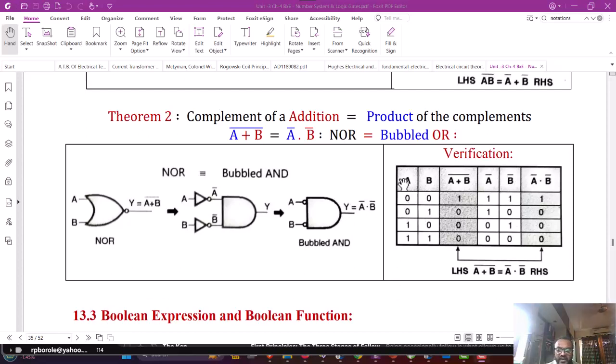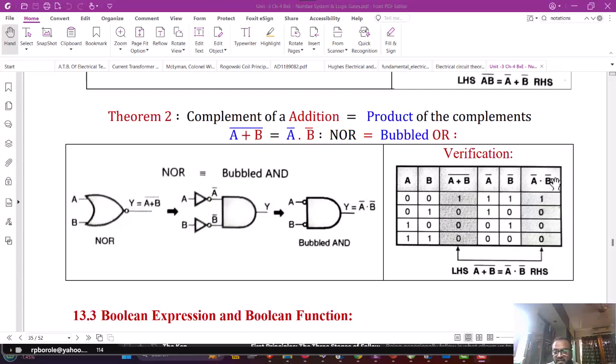For that purpose we take the two inputs A and B. We will generate the output (A or B) bar, that is the output of this NOR gate. That is the first part of De Morgan's theorem, that is (A or B) complement. So we got this here. Then we will get the complement of the variables A and B. And then in the next column we generate the product of the complements.